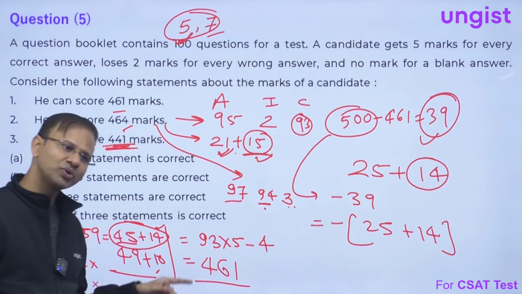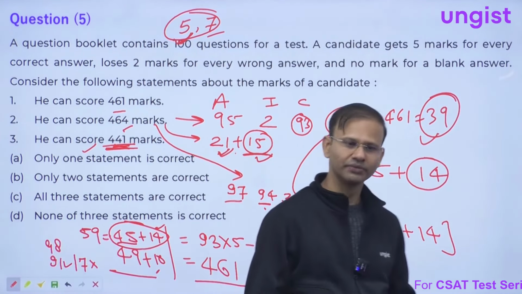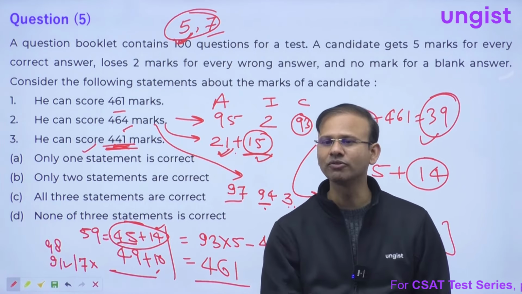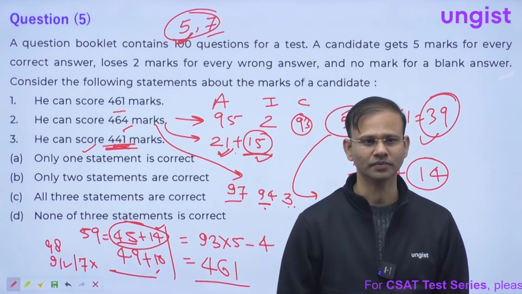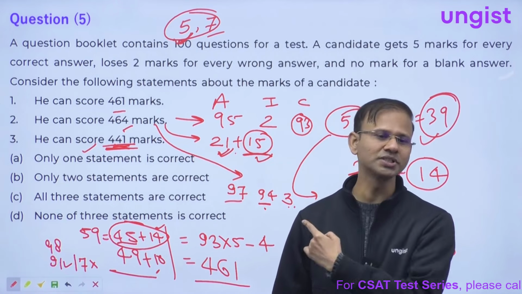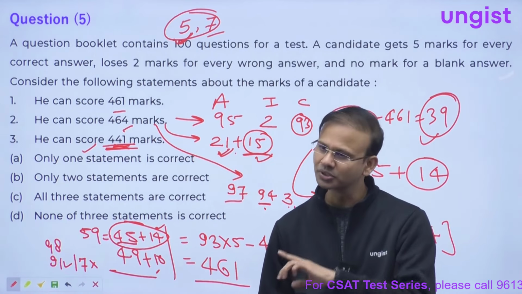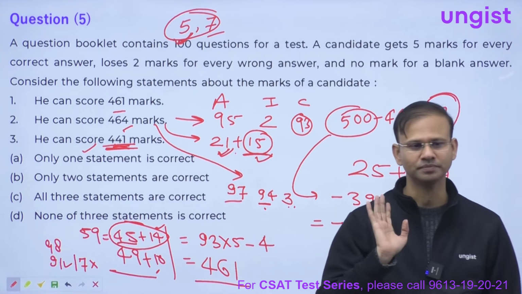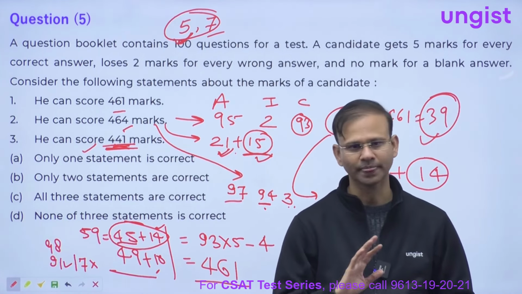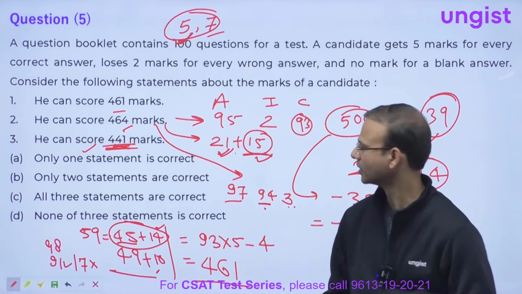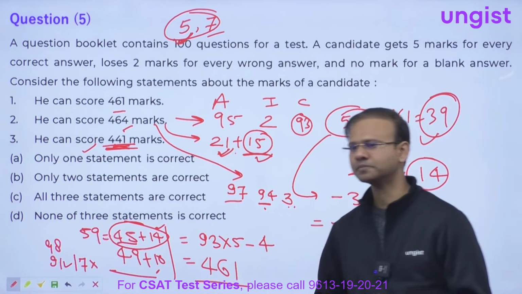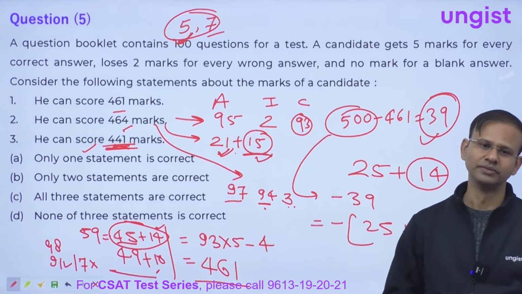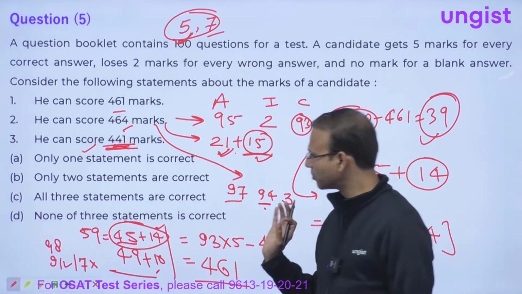So friends, for these types of questions, the approach is this only. What is the true penalty for a wrong answer? If you know this, then go for these types of questions. If you don't know this, then please leave this question. If you do hit and trial, you will get troubled. Everybody clear? Okay. So what is the answer? All three. So this is the approach of this question, guys.